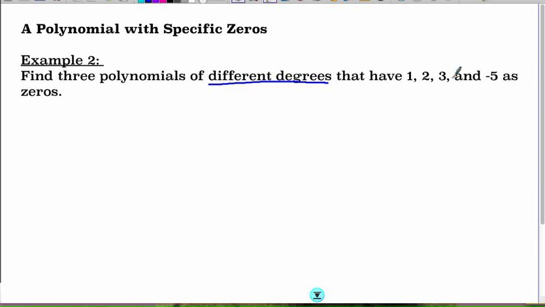So if you recall, we can use the factor theorem to help us with this. So by the factor theorem, I know that whatever polynomials I end up writing, they're going to have x minus 1 as a root. I'm going to have x minus 2 as a root, x minus 3 as a root, and x minus -5.